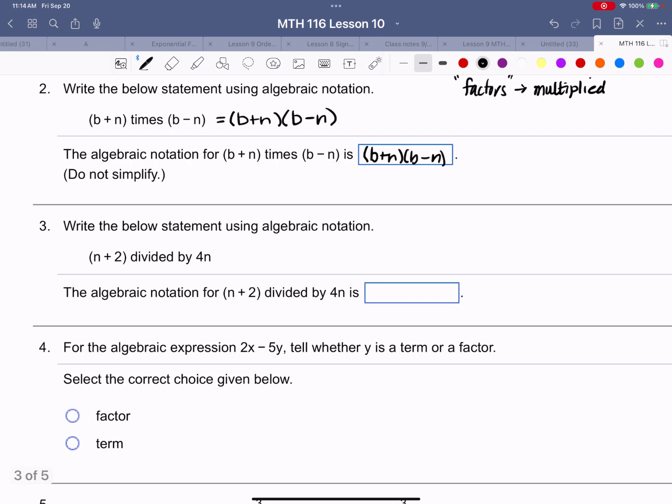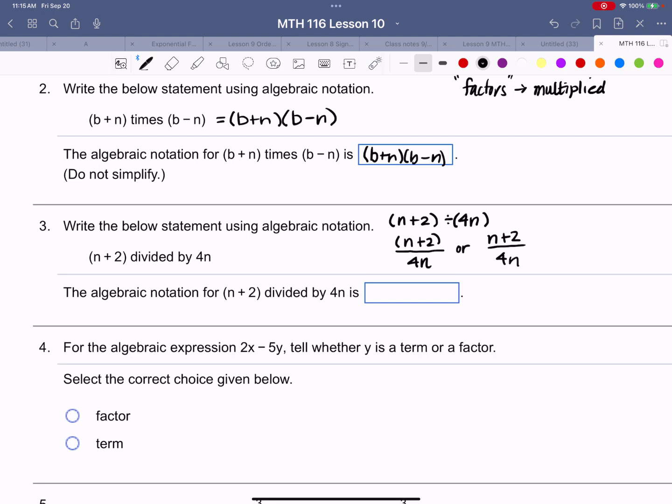Number 3, write the below statement using algebraic notation, n plus 2 divided by 4n. So there would be a couple of acceptable ways to do this. You may use the division key, and you put parentheses around the 4n in this format. Another way would be to use the division bar, so n plus 2 over 4n in that manner, and that is also equivalent.